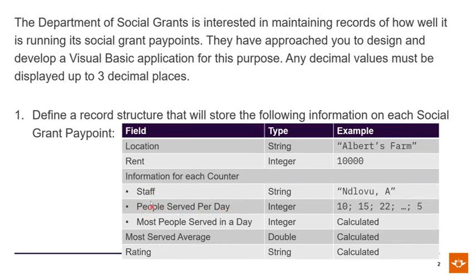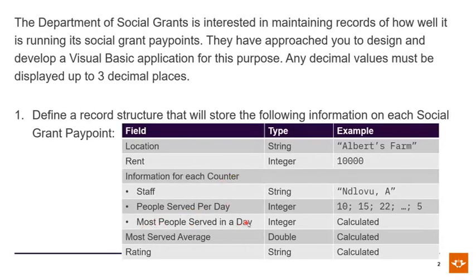So the idea is you can see that we want to know how many people were served. So how many people did this counter help out each day effectively. So you can see that people served per day is also an array. And in case you're not sure whether it's an array or not, you can see that the example field demonstrates that for people served per day, the values for input would be 10; 15; 22, and so on. So this is indicative of the fact that this particular field in the counter record structure happens to be an array.